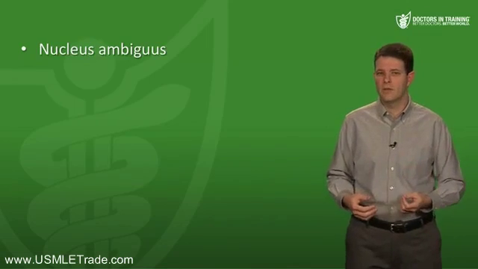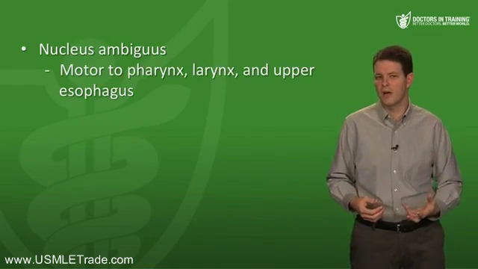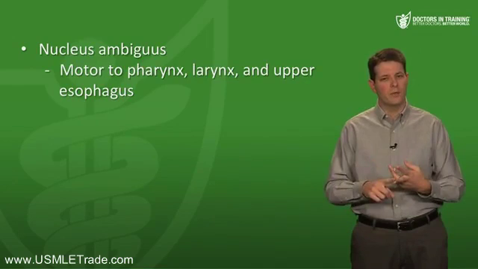Now, we've mentioned that the vagus nerve is the primary parasympathetic nerve in the body, and it has a bunch of different functions: parasympathetics, motor, general sensory, special sensory, and so on. Because of this complexity, the vagus nerve receives contributions from several different nuclei. The nucleus ambiguus contributes motor innervation to the pharynx, the larynx, and the upper esophagus. And again, I want you to associate the nucleus ambiguus with speech and swallowing.